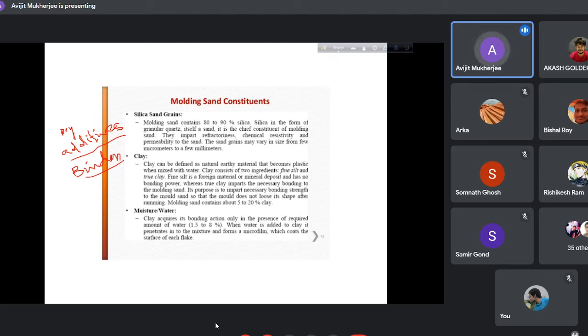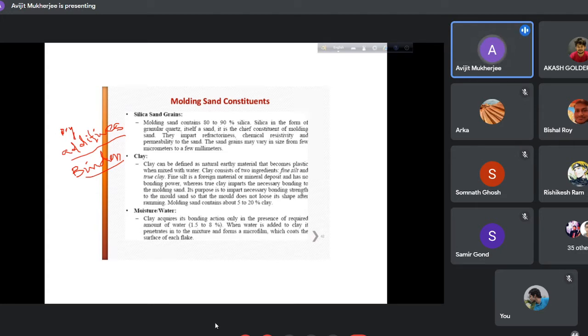And if the portions are burnt out, then what will happen? The surface quality will be damaged. The geometry, that is shape, will also be altered. So this is one thing. It must have some ability or capacity to absorb that heat. That is a refractoriness property.